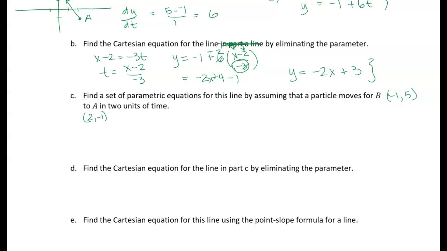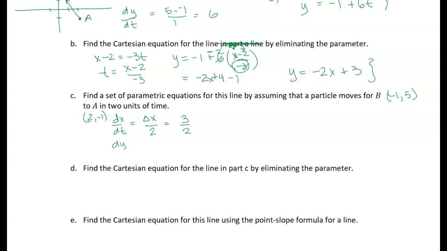All right, so in this case, the dx dt, okay, we're moving from B to A, so our delta x over now 2 units of time, and our delta x is now, we're going from -1 to 2, okay, so we're going up by 3 in 2 units of time. All right, so our dx dt is going to be 3/2.